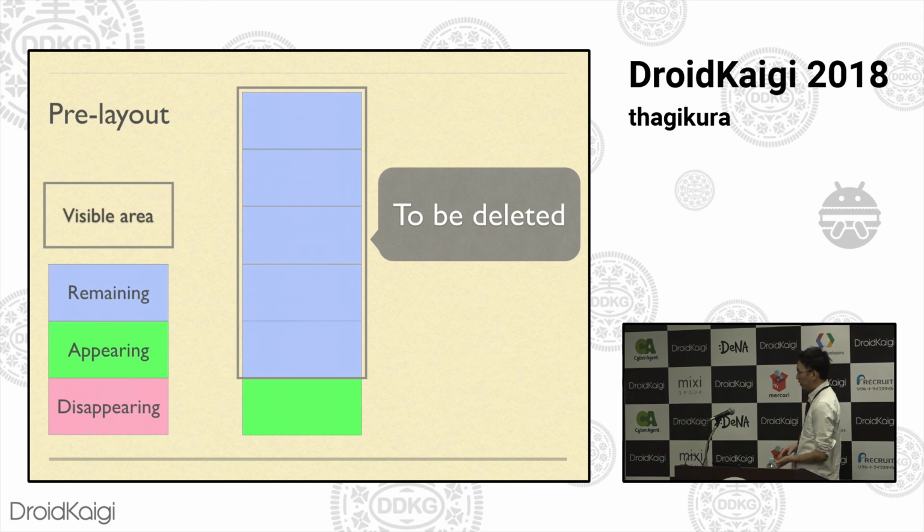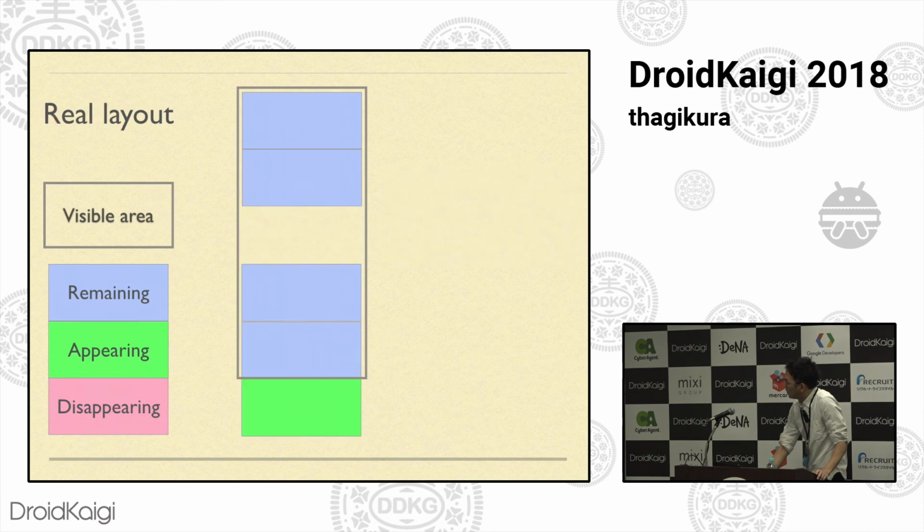Likewise, if you are going to delete a view in the middle, the view marked as green is currently invisible. But in pre-layout, you need to lay out all the views, including the green one, so that in the real layout phase, it is sliding in from outside of the screen, right? That is what you need to do in the pre-layout phase. Okay, that's it about the predictive animations.